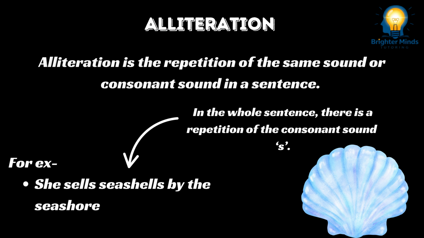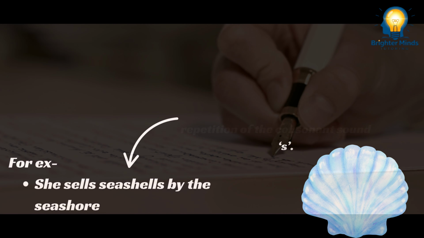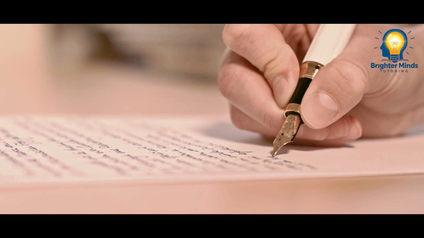Adding on, alliteration is repetition of the same sound or a consonant sound in a sentence. It could sound almost like a tongue twister. She sells seashells by the seashore. Now here, we could see the repetition of the consonant sound S. Alliteration creates rhythm and makes language catchy, often used in poems, ads, and tongue twisters.